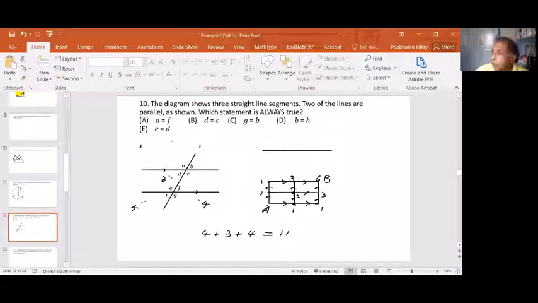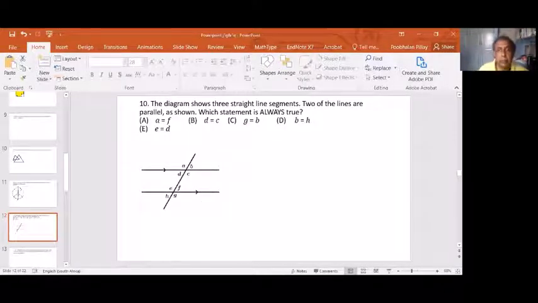Okay, so let's move on to the next problem. The next problem is, we've now gone to problem 10. Problem 10, you've got 2 parallel lines here, and they ask you which statement is always true. And now this is just a question of trial and error. Is A equal to F? Now you must remember, in parallel lines, your corresponding angles are equal and alternate angles are equal, and co-interior angles are supplementary. You can't assume anything else.